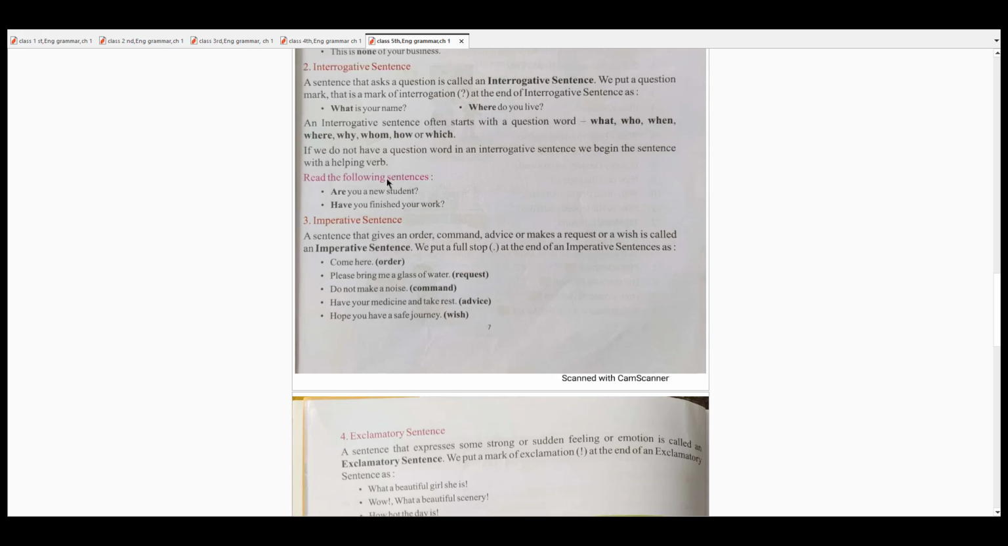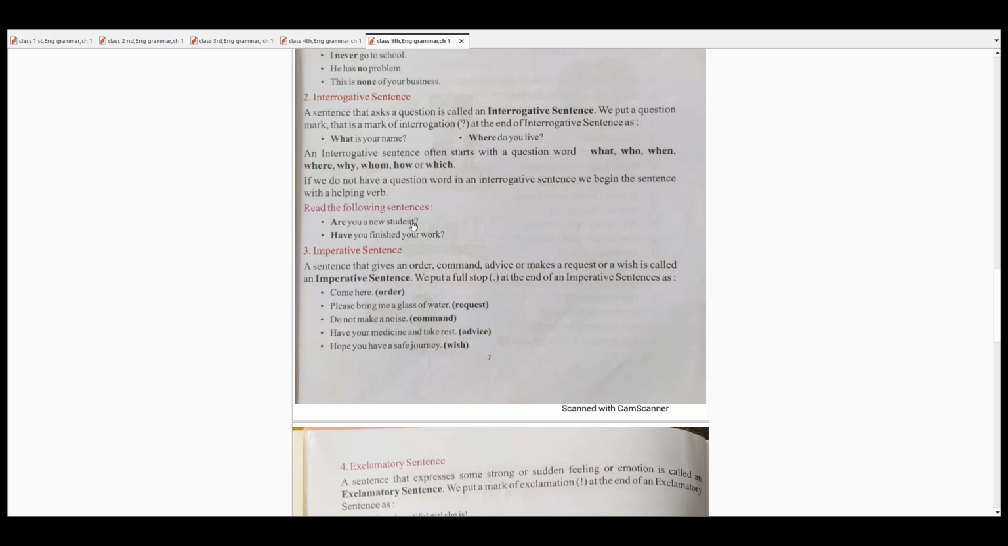Have you finished your work? So this is also a question. What happens in classroom? Teacher asks you, have you finished your work? क्या आपने अपना काम complete कर लिया है? Then you answer the question. So this is a question asked. Therefore, it is an interrogative sentence. Whenever a question is asked to you, it will always be in the form of interrogative sentence, and it always will end with question mark. You can see here question mark, question mark, question mark, question mark.